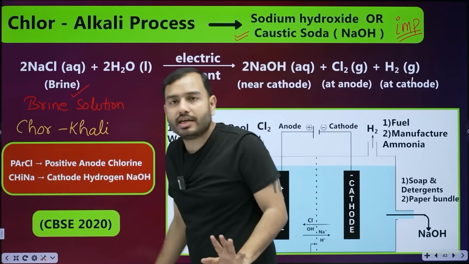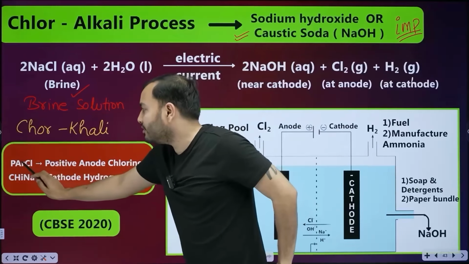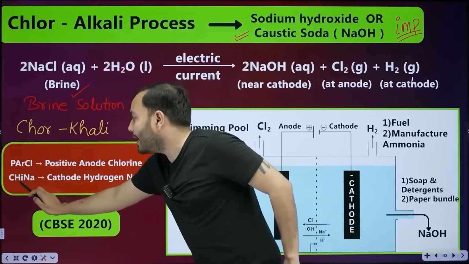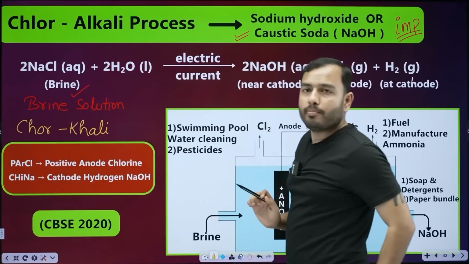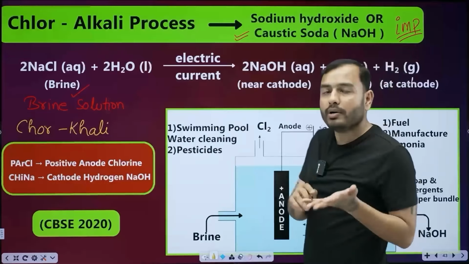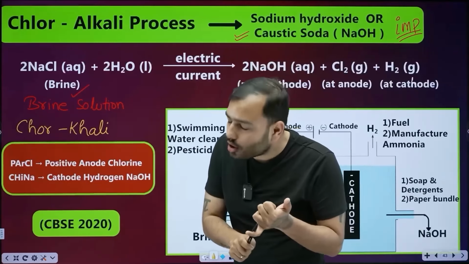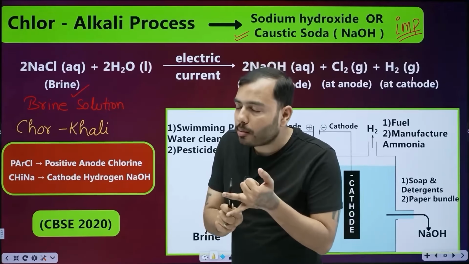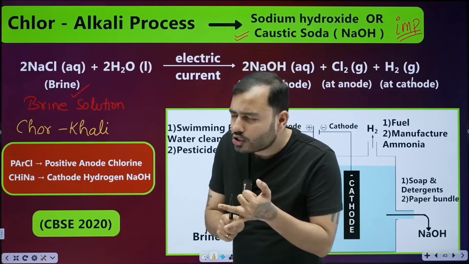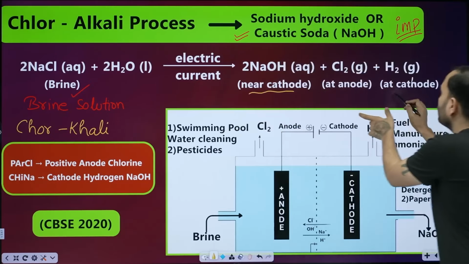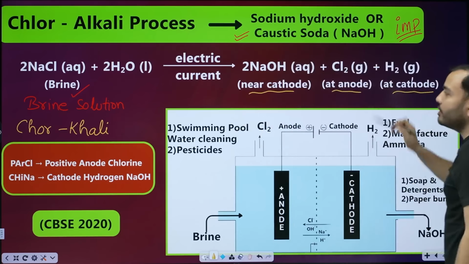You have to remember two words, parcel and China. Parcel: positive, anode, chlorine. China: cathode, hydrogen, NaOH. You will remember it with this. Parcel, China, positive anode. What is formed? Chlorine. China, what is formed at the cathode? Hydrogen and NaOH. At the cathode, NaOH and hydrogen, and at the anode, chlorine.